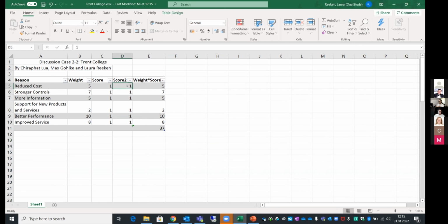Okay, who is the owner? Laura, can you put 2 for stronger controls of the score of alternative 2? No, stronger controls in row number 6, please. Oh, sorry. I thought this was the stronger controls. Wrong line. Okay, and improved service is 3. Cell D10, you give 3. Yeah, you just find the weight times score for column C and column D and see what the difference is.